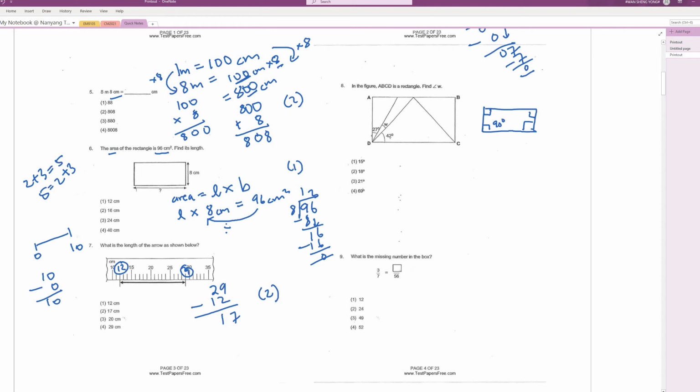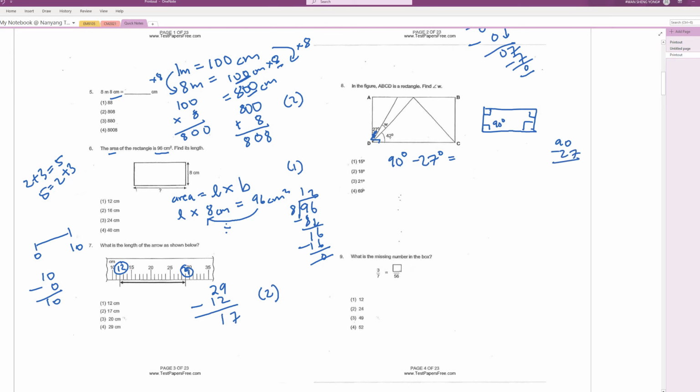Alright, so this angle ABC, ADC, this angle is 90 degrees. In order to find W, first we subtract 27 degrees over here, so we are removing this part. Okay, so what is 90 minus 27?